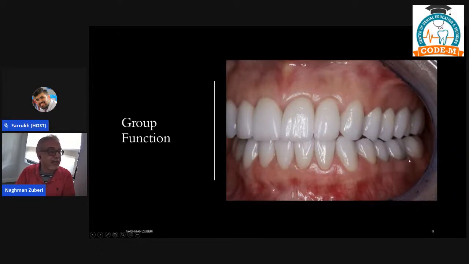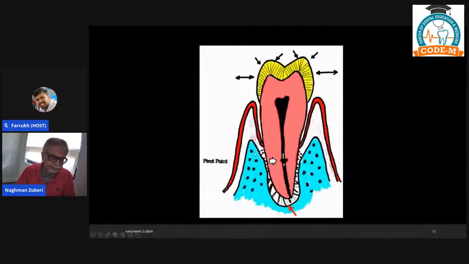But before changing the pattern or scheme of occlusion, it is always advisable to spend some good time in diagnosing the problem. If you are not spending the time and you are just going quickly, like in 5 minutes you decided, okay, the patient has group function or canine guidance, and I'm going to switch over to the other scheme, that is not going to work. You will change the whole scheme, which could be deleterious in future for that particular person.